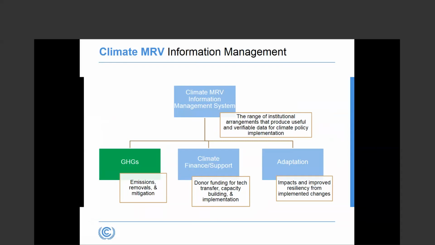Looking at the MRV landscape from this angle, we can identify three basic components that underpin key data types and information flows. As you can see in the slide, GHG-associated data and processes are only part of this landscape and thus represent just one component of a climate MRV information management system. Therefore, we can move deeper into this part. Next slide, please.